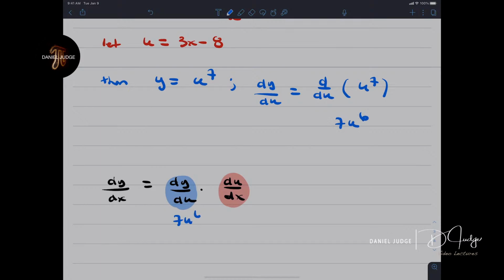So I put this down here. du dx is d dx of 3x minus 8, and this number is 3.